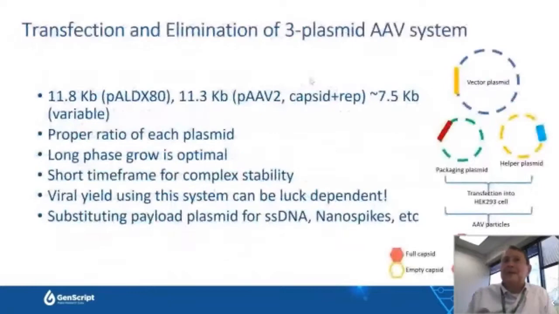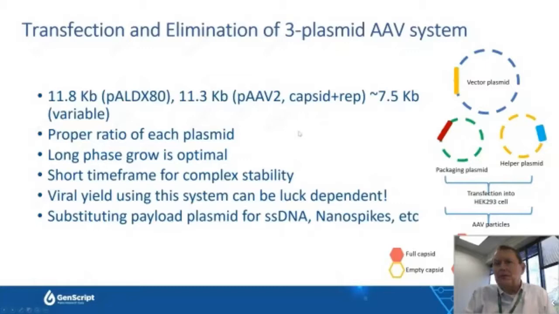Transfection and elimination of the three plasmid AAV system. So if we look at the traditional system, there's a vector plasmid that has the payload, there's a packaging plasmid that has the cap rep gene, and then there's the helper plasmid that has the functions from AD5. Those three are co-transfected into HEK293 cells to produce virus. These plasmids are large. So if you have to produce these plasmids, it takes a lot of skill in doing the plasmid preps. And if you have to do them in great number, you can see that it requires great skill in setting up the robots to do that production.